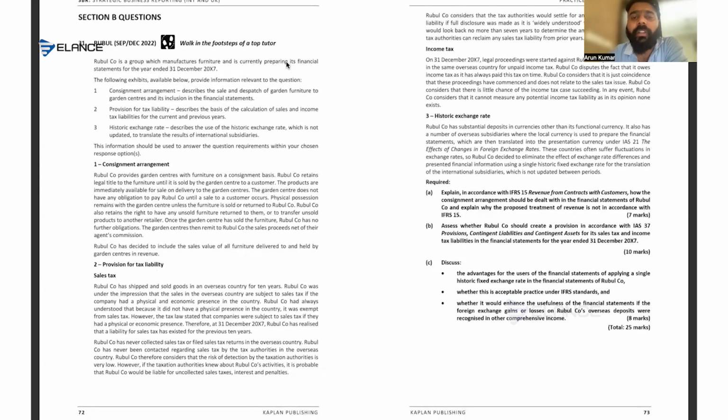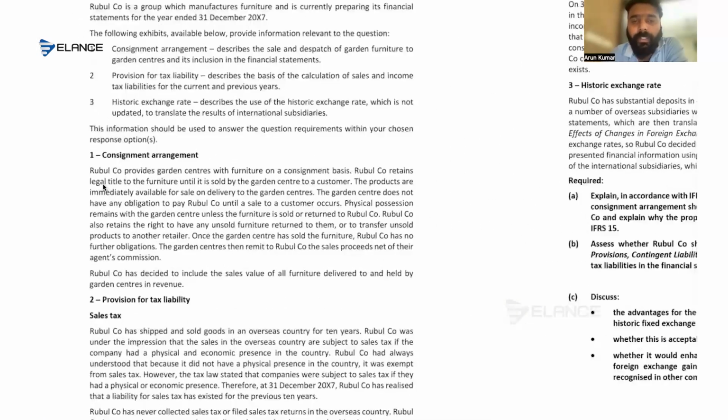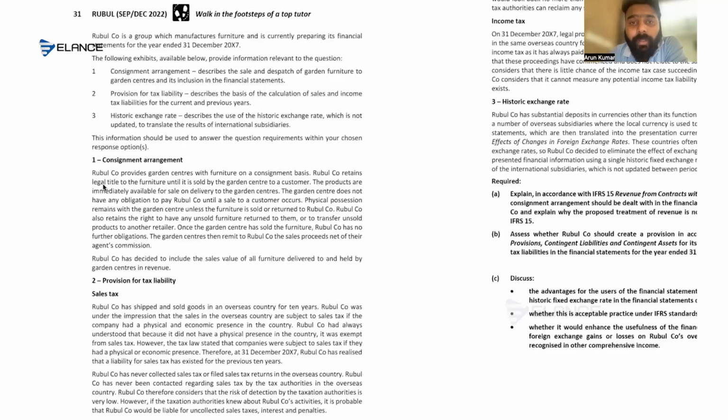No. Why? We know that we can only recognize revenue when the control has been transferred. Here, at the time of placing these products as a consignment arrangement, it is just a consignment arrangement. The control is still with whom? The control is still with Rubel company. So the revenue can only be recognized when it is finally sold to the end customer.